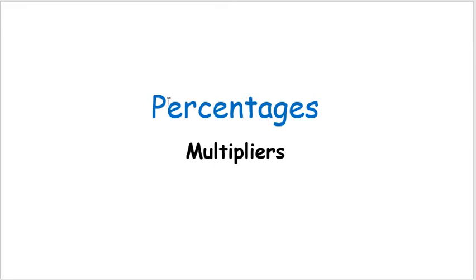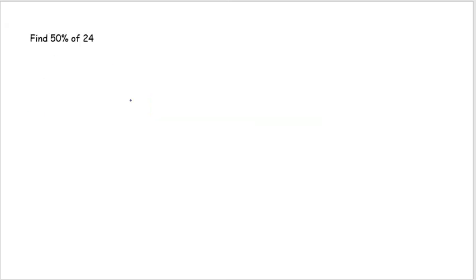This is finding percentages using multipliers. Now, consider the example, find 50% of 24. One way I could do this is to recognise that 50% is just a half. So finding 50% is just the same as halving 24. So just by inspection, I can tell that the answer to this is going to be 12.